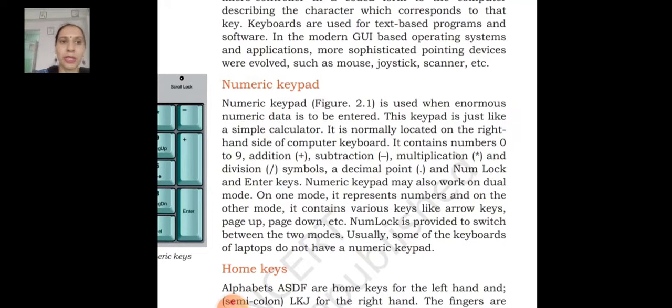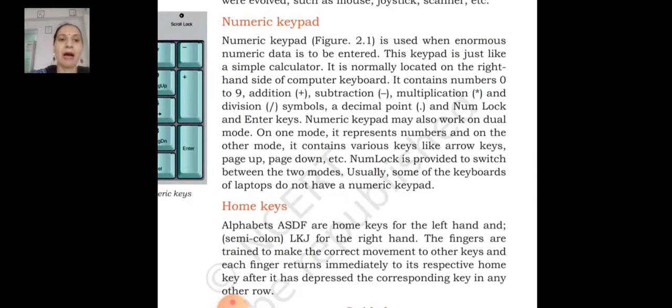In one mode it represents numbers, and in the other mode it contains various keys like arrow keys, Page Up, Page Down, etc. Num Lock is provided to switch between the two modes. Usually the keyboards of some laptops do not have a numeric keypad. Then we have the home keys.